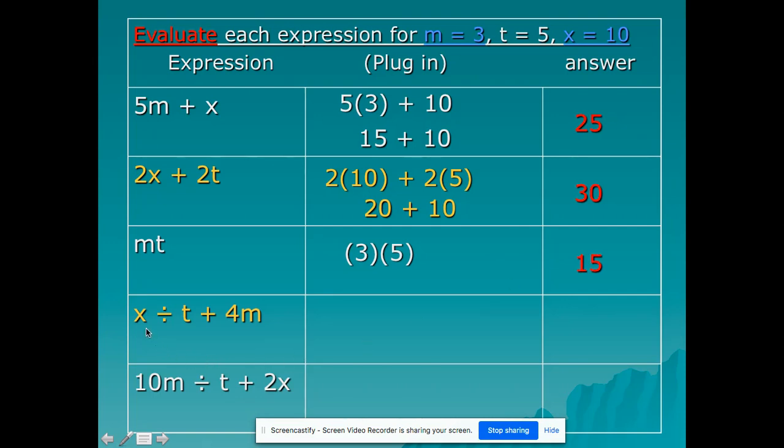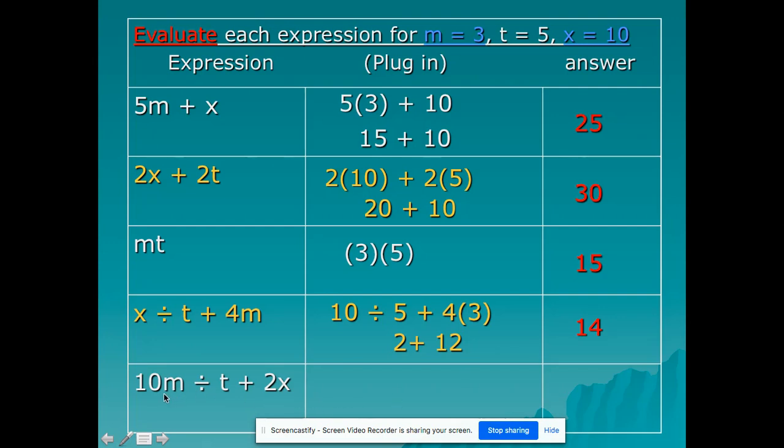Again, if you want to, pause your computer and see what you get for our fourth example. This is one of the more challenging ones. It's got more than just a couple of steps in it. Now that you're back, x is 10, so it will be 10 divided by t, which is 10 divided by 5, plus 4 times 3. Order of operations tells us that we're going to do our multiplication, 4 times 3, and our division, 10 divided by 5, at the same time. So 10 divided by 5 is 2. 4 times 3 is 12. So 2 plus 12 would be 14.